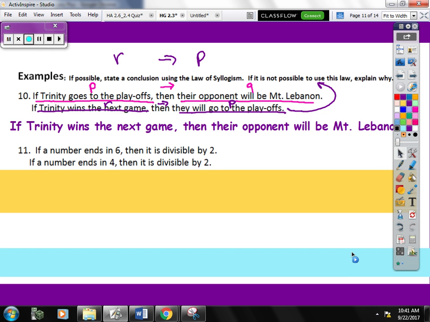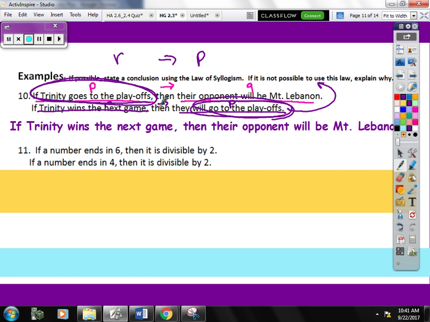If Trinity wins the next game, then their next opponent will be Mount Lebanon. Again, this is because they go to the playoffs matches with they go to the playoffs. And you do have to start with this one, okay, because the arrows are not reversible. Some students like to rewrite the sentence above it, and then it reads better.